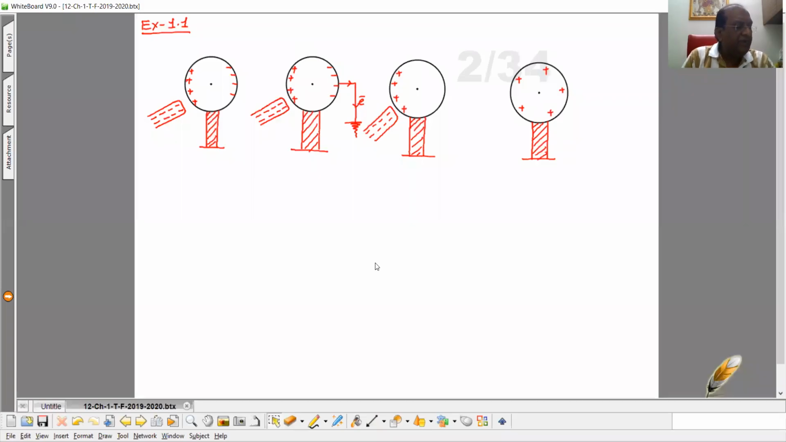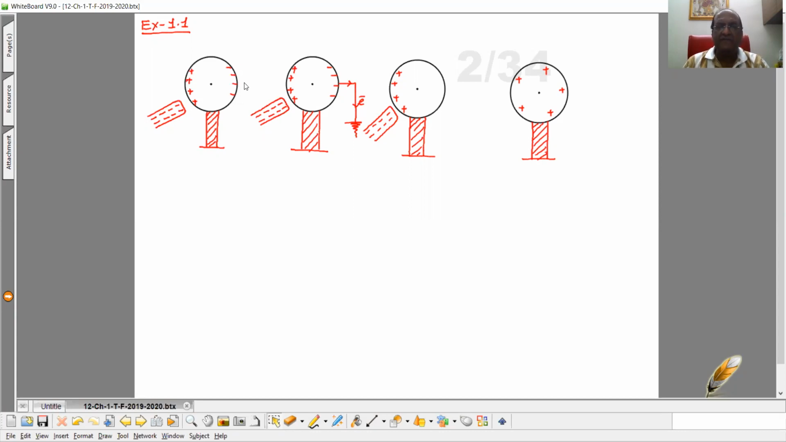Now example 1.1. How can you charge a metal sphere positively without touching it? Simple thing. Suppose we have a metal sphere which is electrically neutral. Now place a negatively charged plastic rod close to it. So negatively charged electrons, means negative charge, will be accumulated at the opposite surface, and positive charge will be accumulated at the surface close to this negatively charged plastic rod.